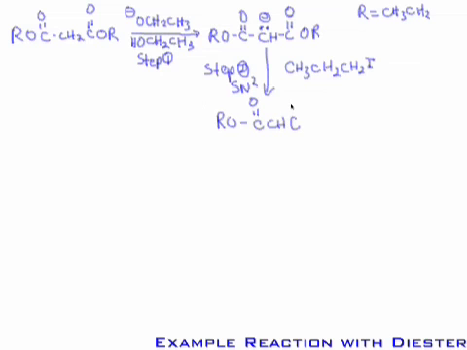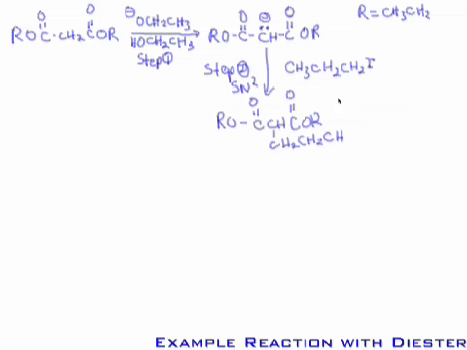C double bond O, OR. And off of the CH is a CH2, CH2, CH3. We have a propyl group attached. Now we can repeat this process again.